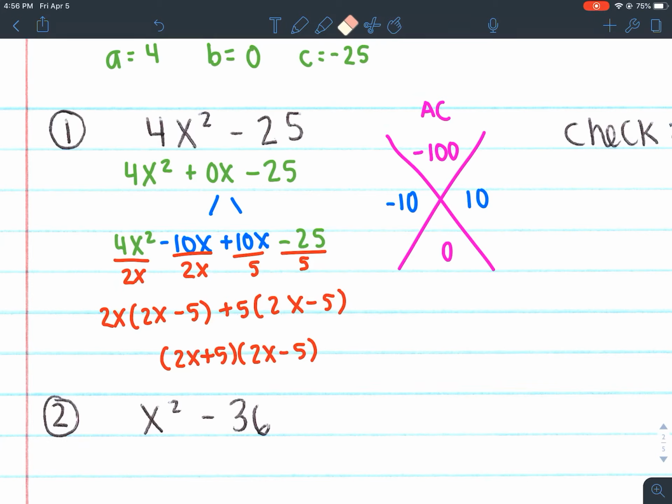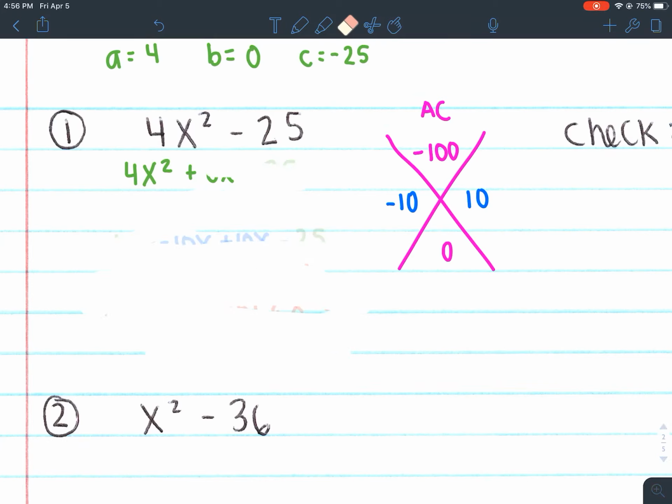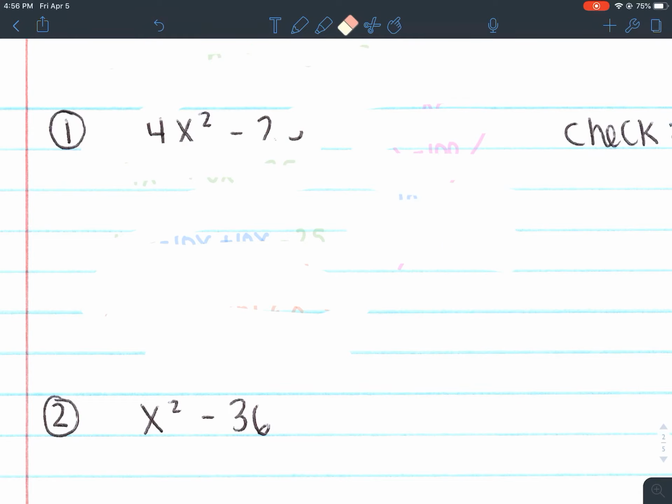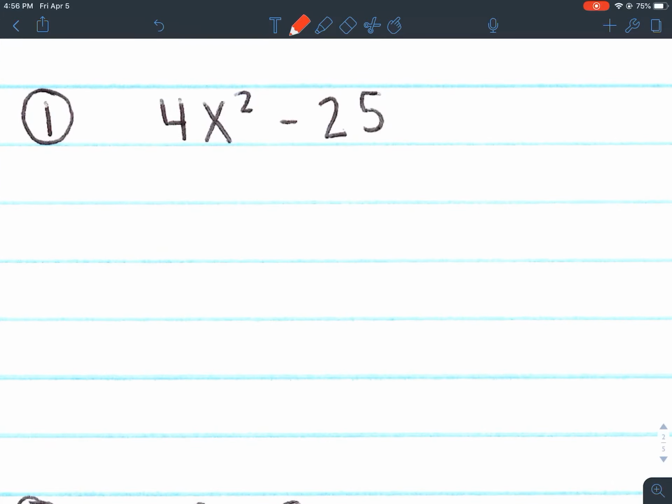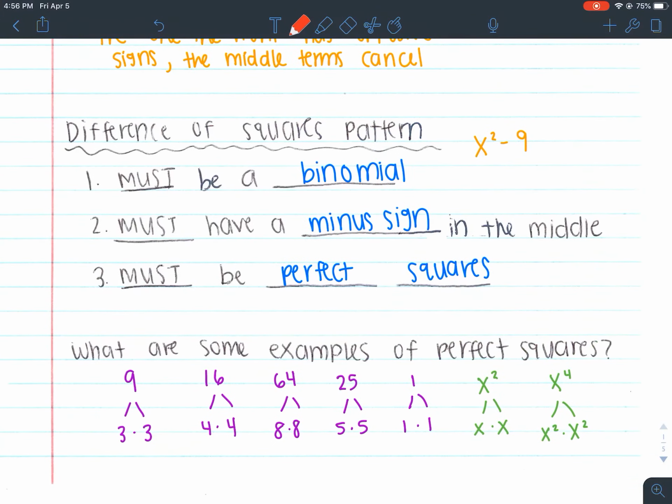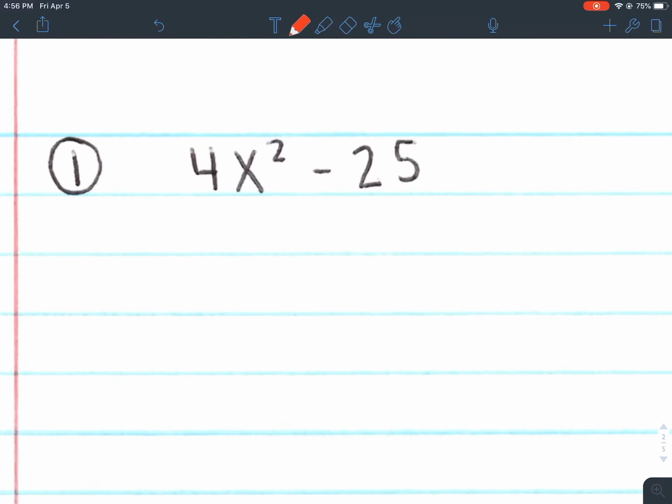So I do want you to keep in mind that answer down there, but I am going to erase it for now. So let's see if we can use a difference of squares technique with this, okay? You first check, is this a binomial, right? You always want to check those three things. Is this a binomial? Yes, two terms.